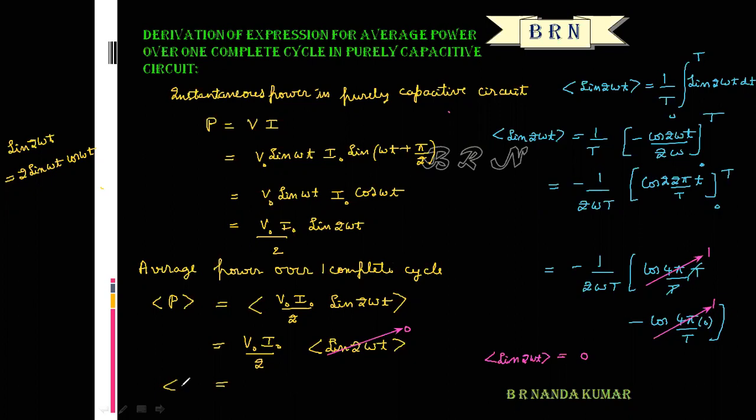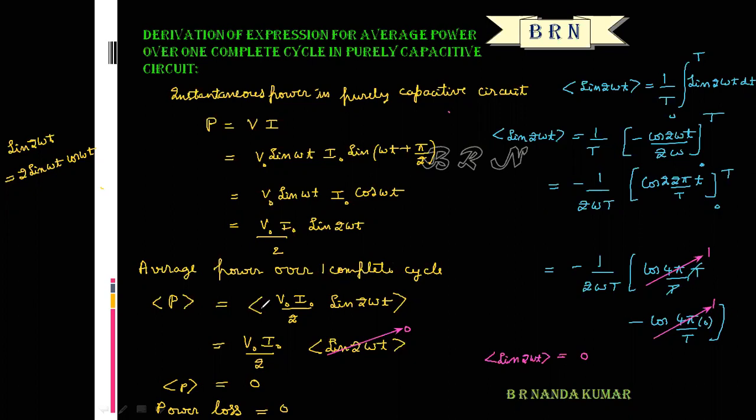So the average power over one complete cycle in a purely capacitive circuit is equal to 0. What is the power loss? Even the power loss is equal to 0. Okay, so this is about the average power over one complete cycle in a purely capacitive circuit.